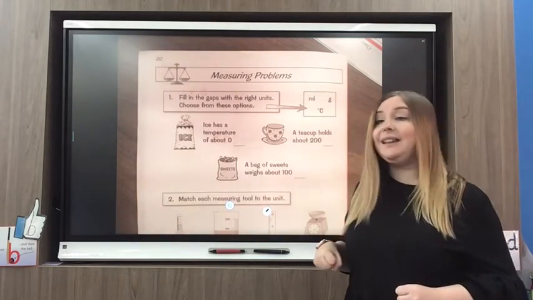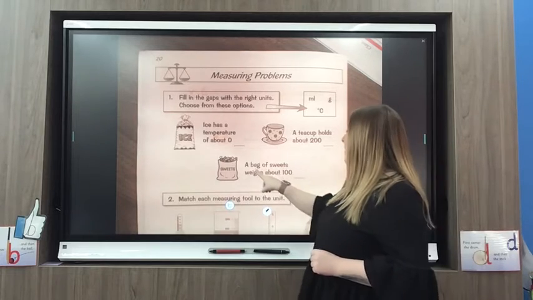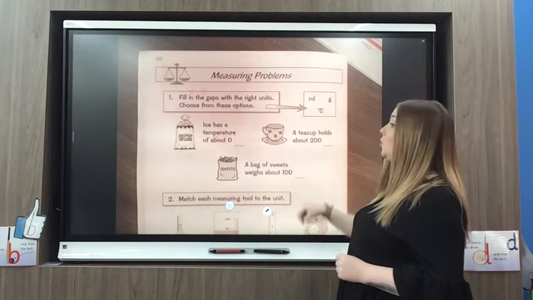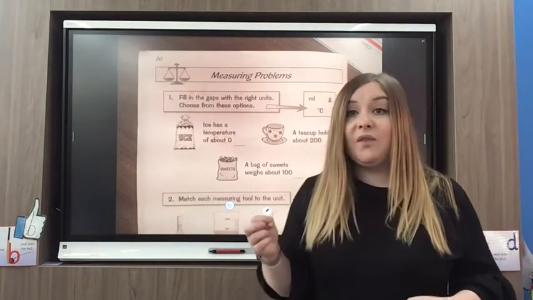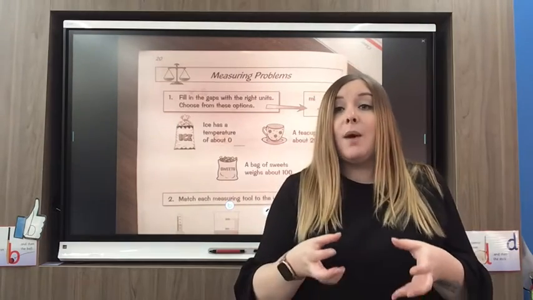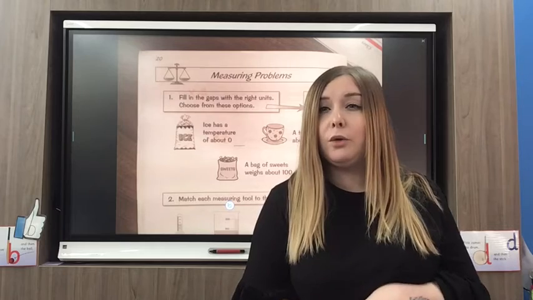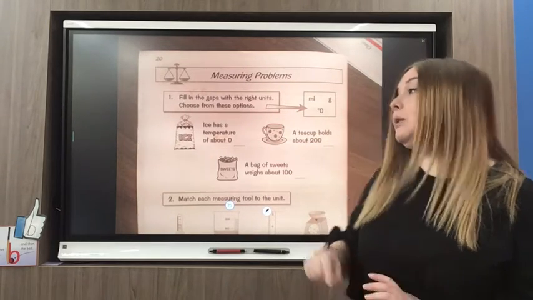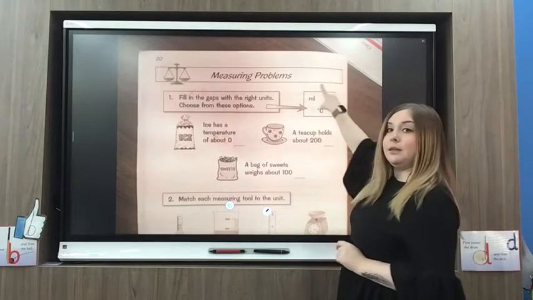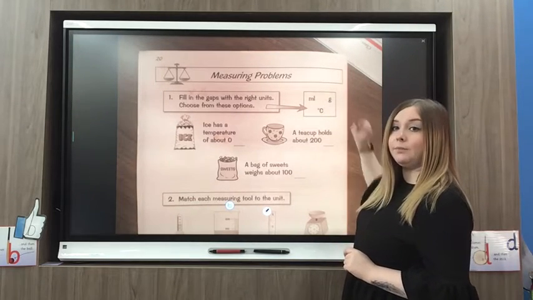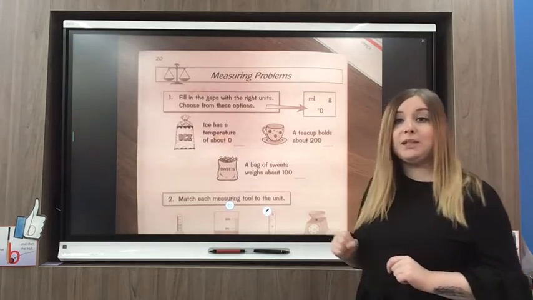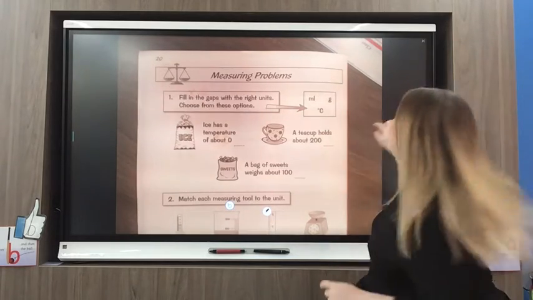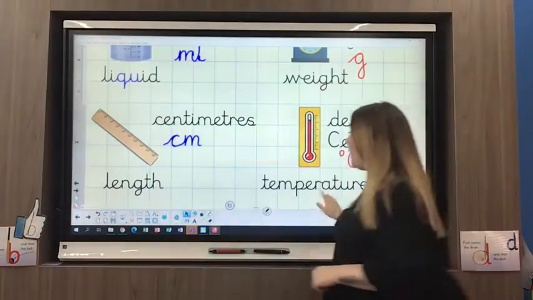And then finally, a bag of sweets weighs about 100. And if we're finding out the weight of something, how heavy something is, what unit of measure do we use? Remember, you can only use these 3. Okay? You might want to pause the video whilst you complete question 1. And let's have a little look at question 2 then.